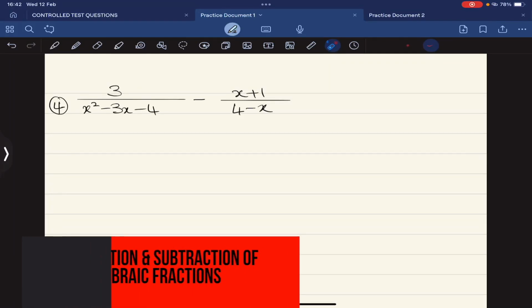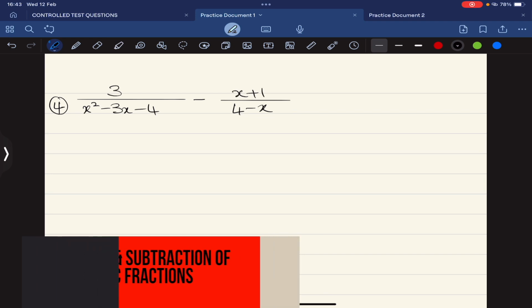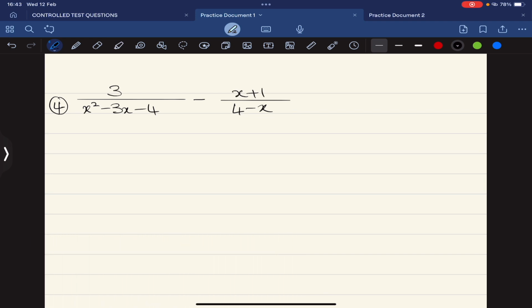Number 4: 3 over x squared minus 3x minus 4, minus x plus 1 over 4 minus x. So the first step is to see whether or not I can factorize my denominators, and it looks like my first fraction has a trinomial as a denominator, and we are going to try and factorize that now.